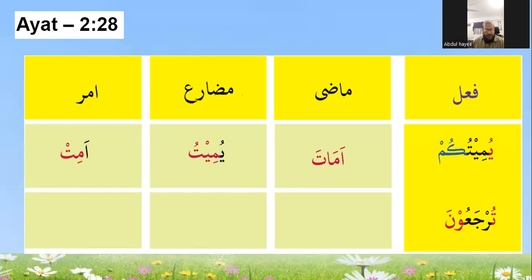Remove ta. Remove noon. Ra, jim, ain. From ra, jim, ain, mazi is raja. Remember, in mazi it's easy because the first and last letter will always have fatah. To decide the central letter, the ain kalma, we look at the word from which it comes. It is jim. What is jim's sign? Fatah. So it will have fatah. How did we make the mazi? We remove ta.